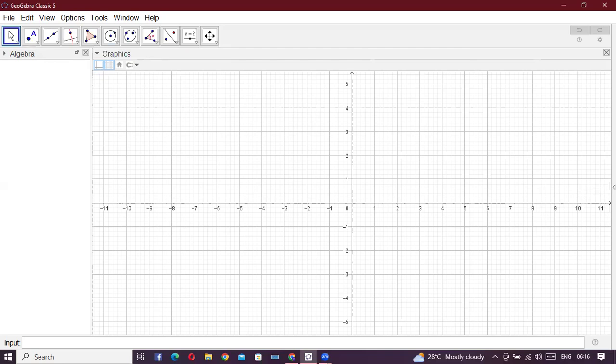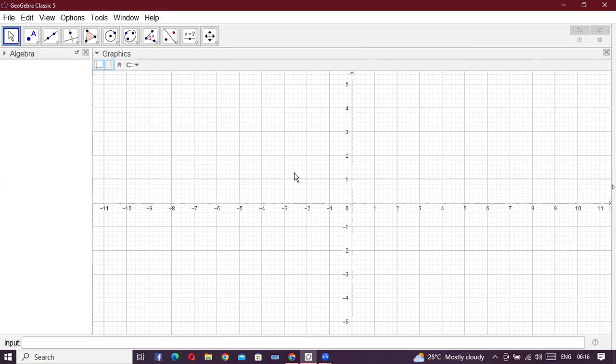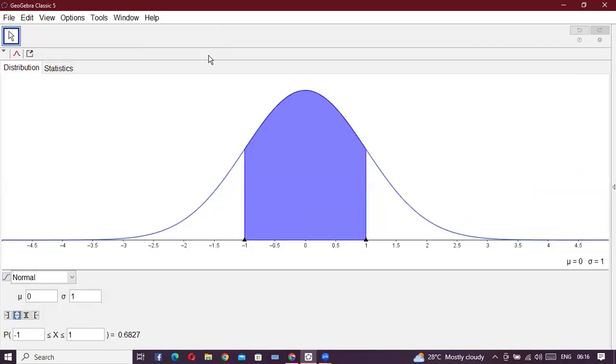Or you can come to the far right side here in the middle. You see a small arrow here. Just right click it, and then select Probability. What that does is open the probability calculator in full view by automatically closing the graphics view and then the algebra view. That's my preferred way of opening the probability calculator.